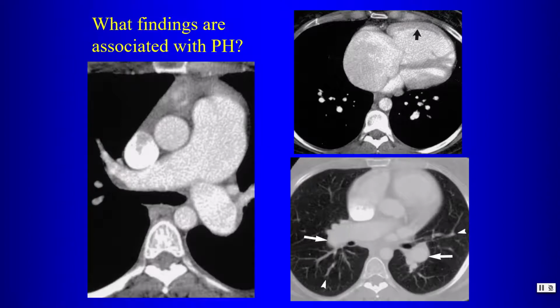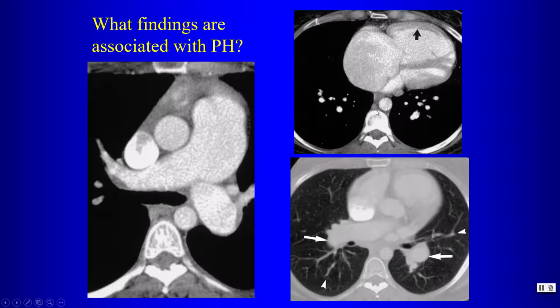Now, what are the CT findings associated with pulmonary hypertension? Well, we have enlarged central pulmonary arteries. We want to look here at the main pulmonary artery. So at this level here, the main pulmonary artery should be about the same diameter as the aorta. So if the main pulmonary artery is more dilated than the aorta, then we might consider pulmonary hypertension.